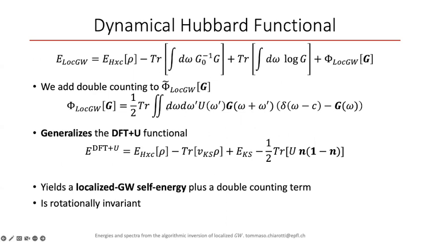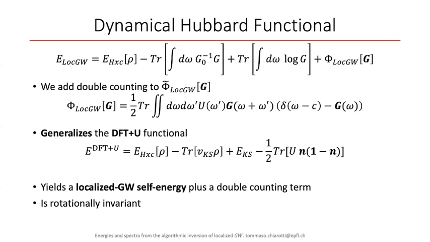Now, sorry, this is a bit of a repetition of the slide. The point here is that the function that we need to take into account is exactly this. It is the DFT+U function, the localized-GW self-energy, and it is actually rotationally invariant, exactly as in the Dudarev form, which is this one, of the DFT+U self-energy.